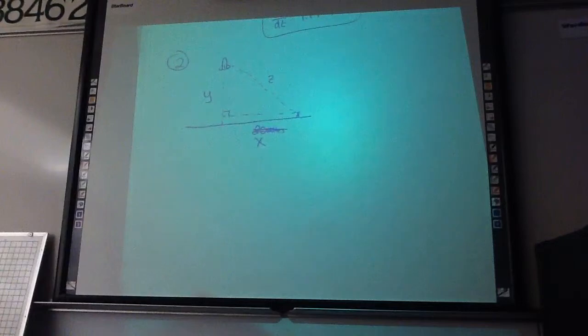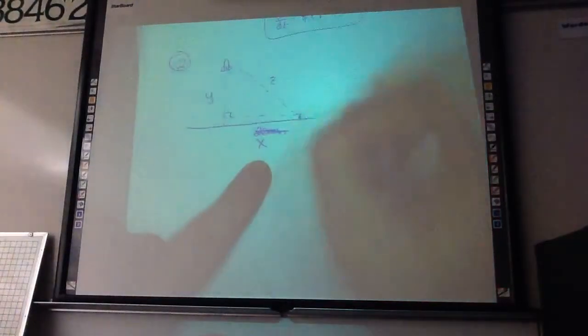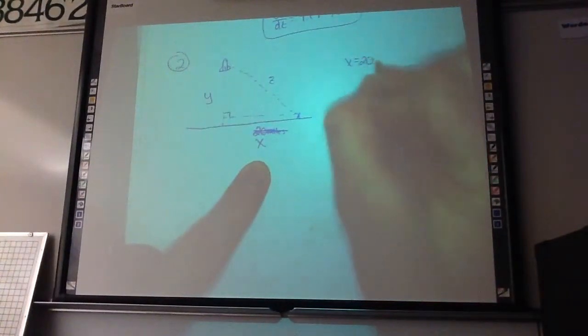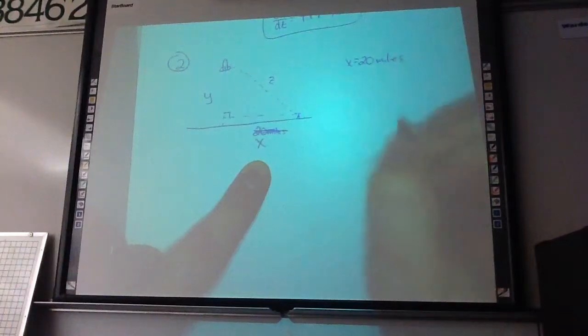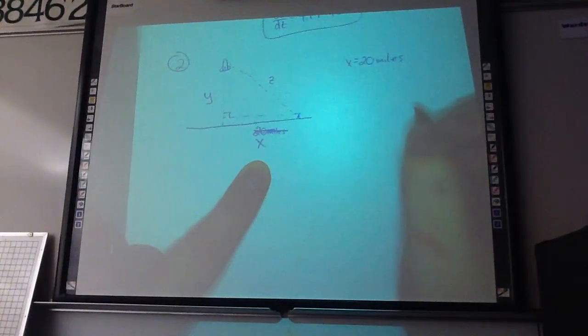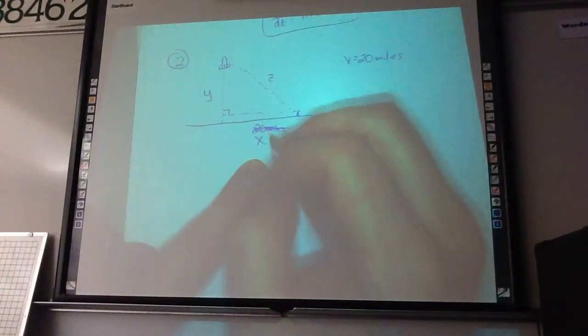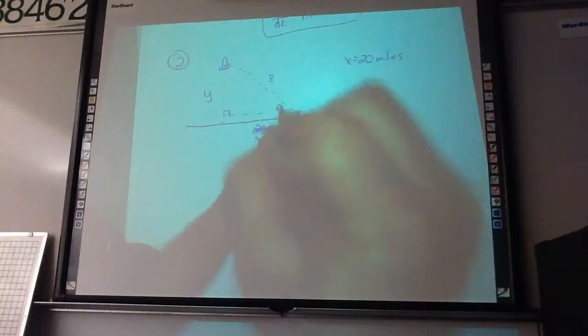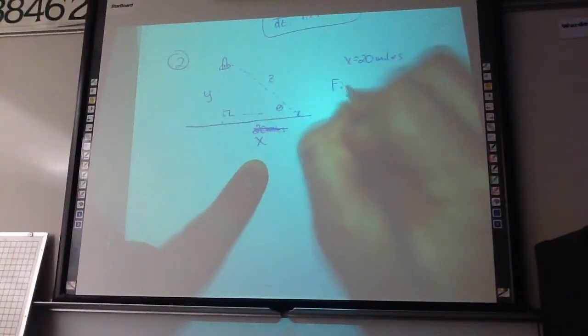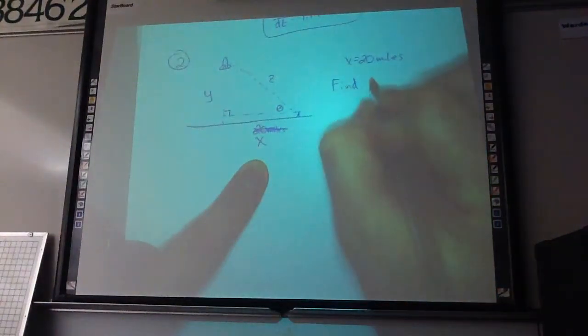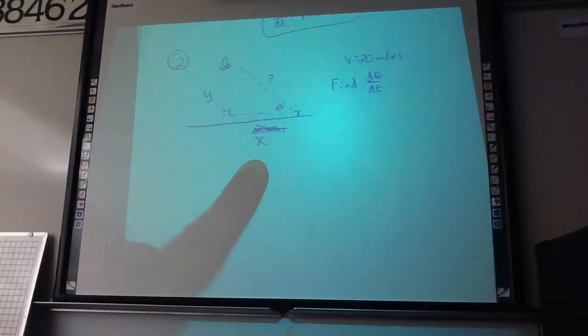An observer on the ground is 20 miles from the rocket's launch point. So at the time, we know X is 20 miles, Y is 40. How fast in radians per second is the angle of elevation between the ground and the observer's line of sight to the rocket increasing? So we're looking for d theta over dt when X is 20 and when the rocket is at an elevation of 40 miles.